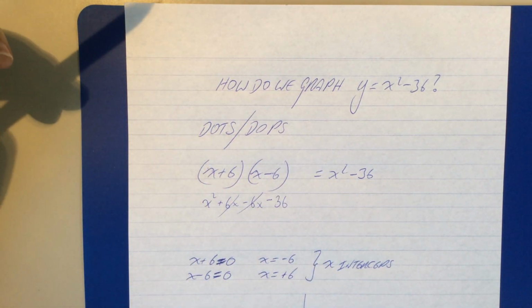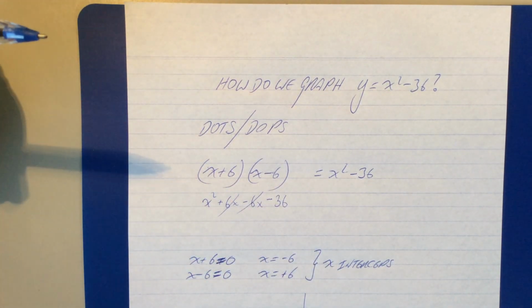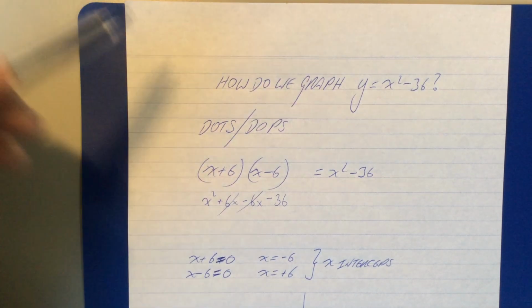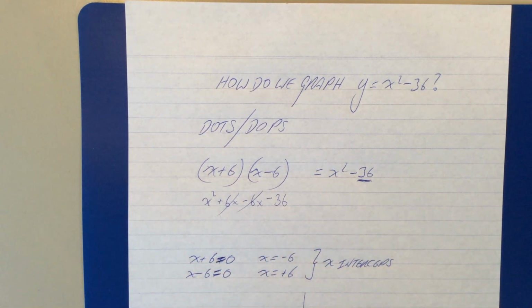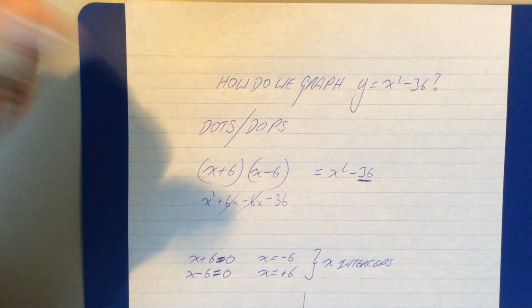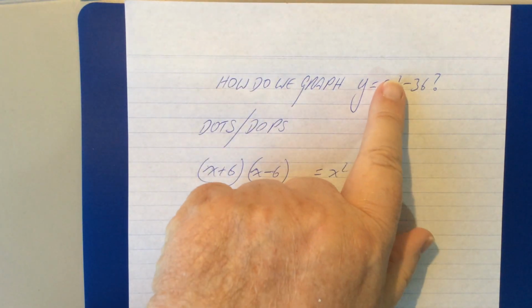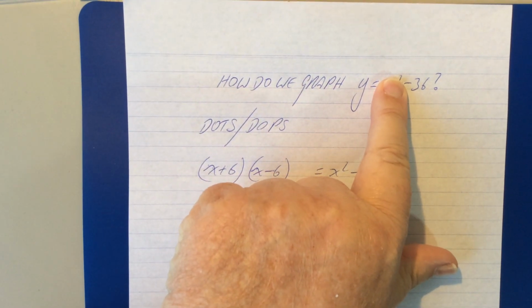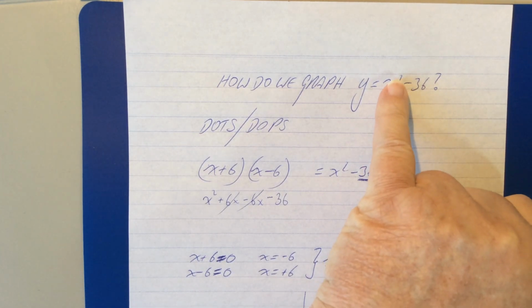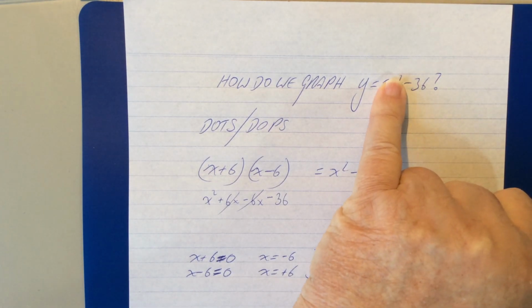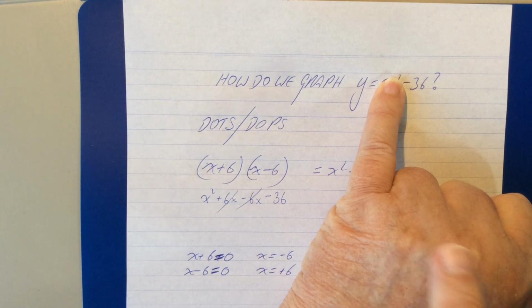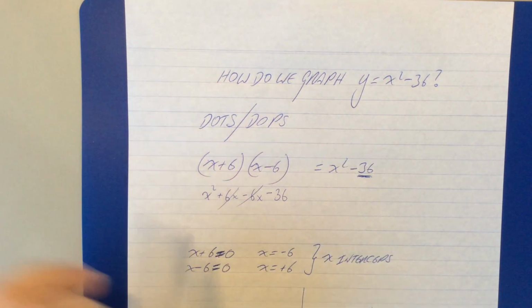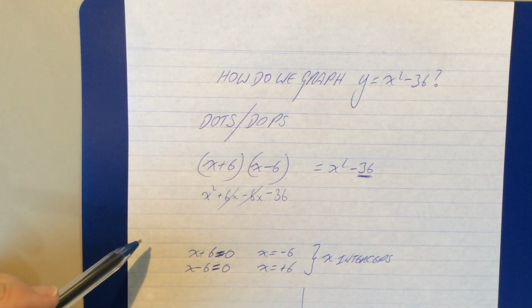So what does all this tell us? Well, it's really handy for graphing. This number here is the y-intercept. If we place our finger over x squared, which is sometimes not encouraged, effectively what we've done is we've said that x is equal to 0. So when x is equal to 0, y is equal to negative 36. So that is our y-intercept.